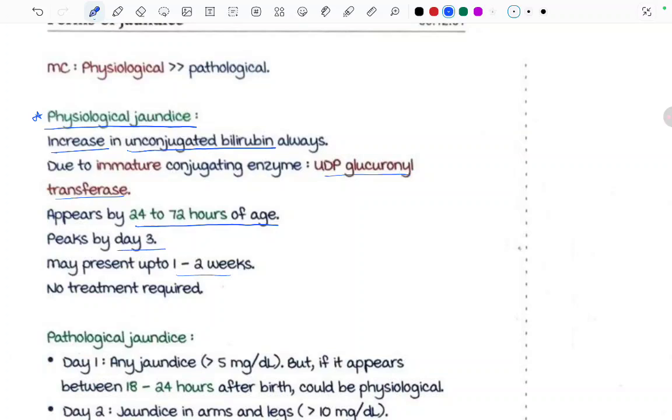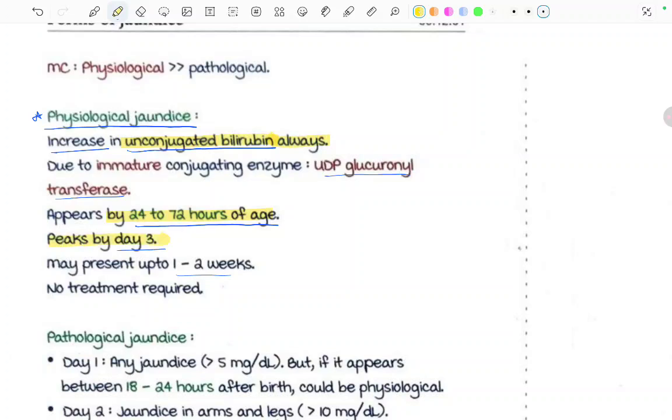Just keep in mind that it does not appear within 24 hours. It appears by 24 to 72 hours. Okay. And there is always unconjugated hyperbilirubinemia.